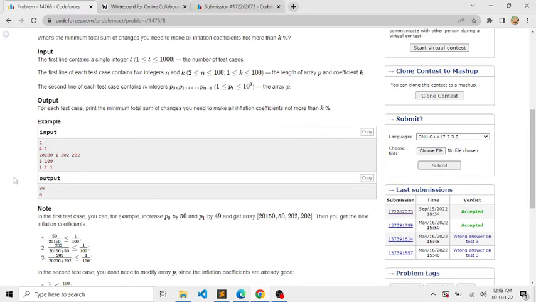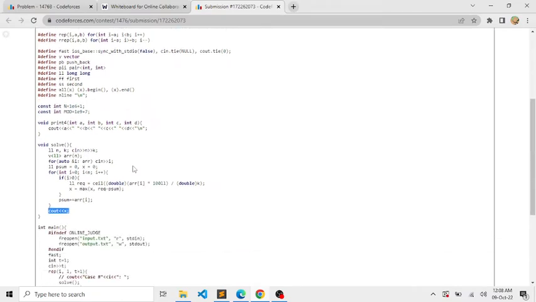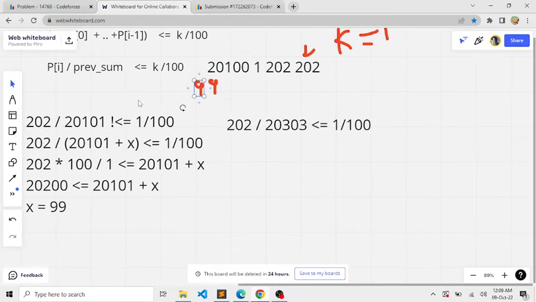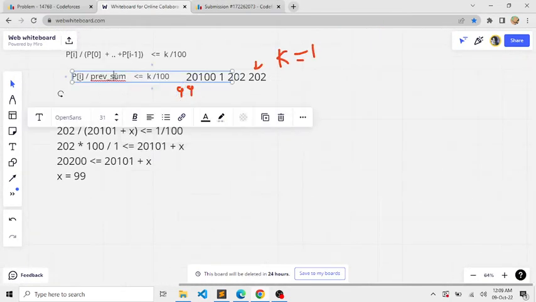Okay, now let us have a look at the code. So in the code, first I'm declaring two variables n and k and taking them as input. Then I'm taking the array input in the array variable or vector arr. Then I'm declaring two other variables. One is x and the other one is psum. Psum is basically the previous sum that I mentioned over here, the previous sum.